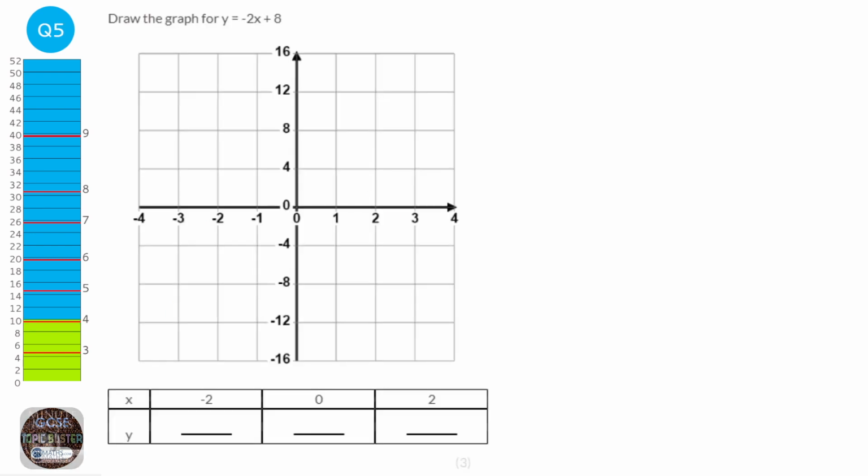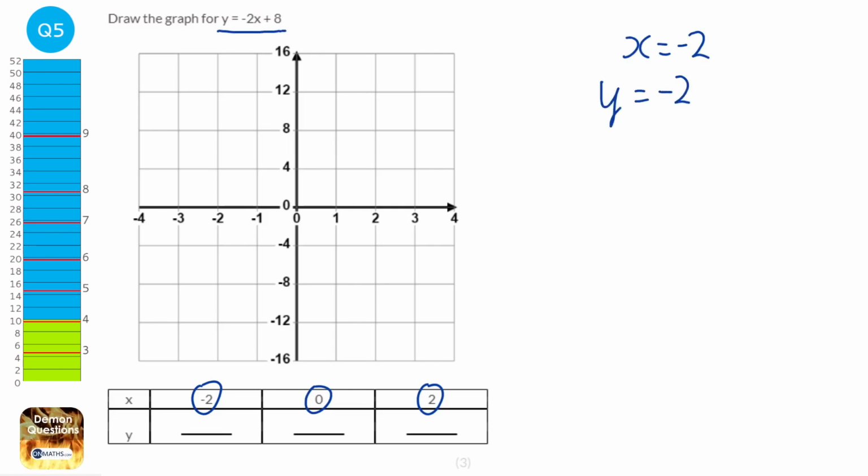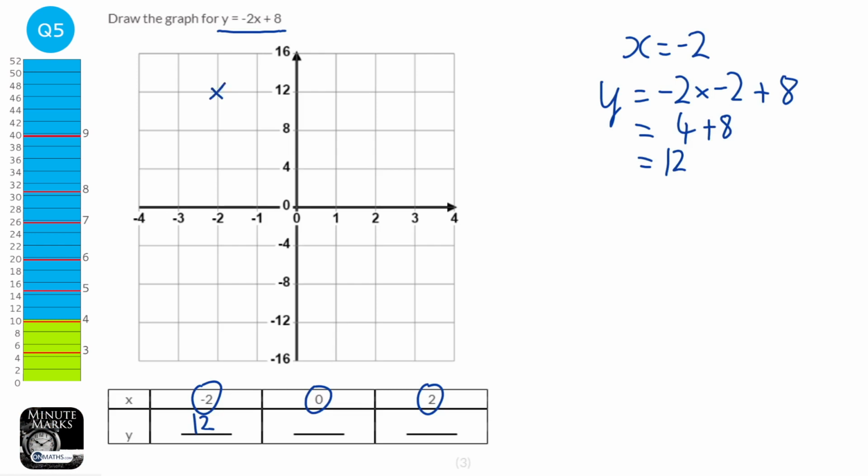So to draw this straight line graph, what we're going to do is just pick three x coordinates, which is -2, 0, and 2. So I'm going to start off with -2, and I'm just going to substitute it into the equation we've got here. So y equals -2 times -2, because that's what we're putting in, plus 8. -2 times -2 is positive 4. So it's going to be 4 plus 8, which is going to be 12. So at -2, our graph is at 12, which will be here.